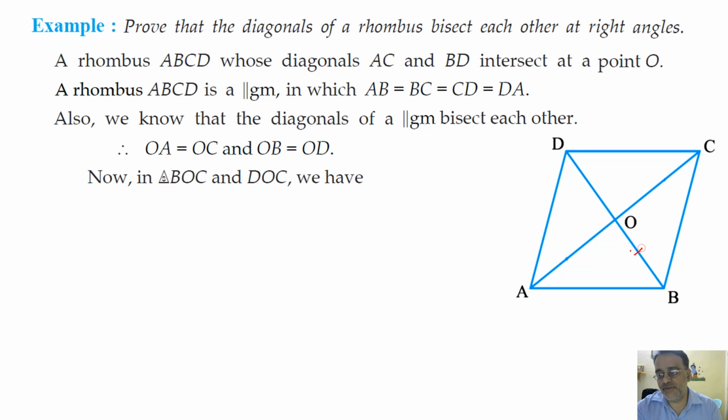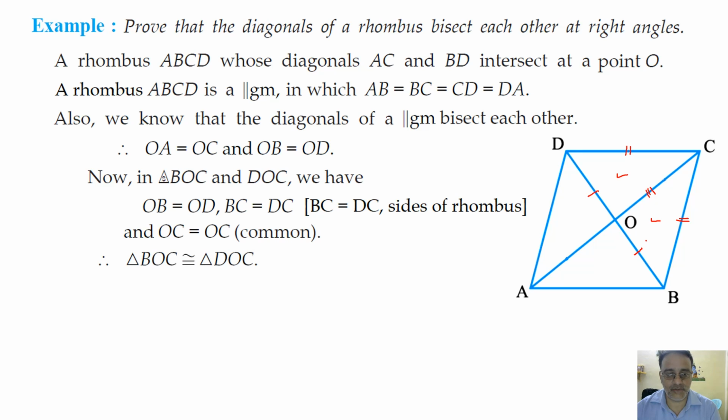OB is equals to OD. Why? Proved above. Proved above, right. And BC is equals to CD. Sides of rhombus, because in rhombus all sides are equal. And OC is common. So these two triangles are congruent by which criteria? SSS. Very good. SSS congruence rule.